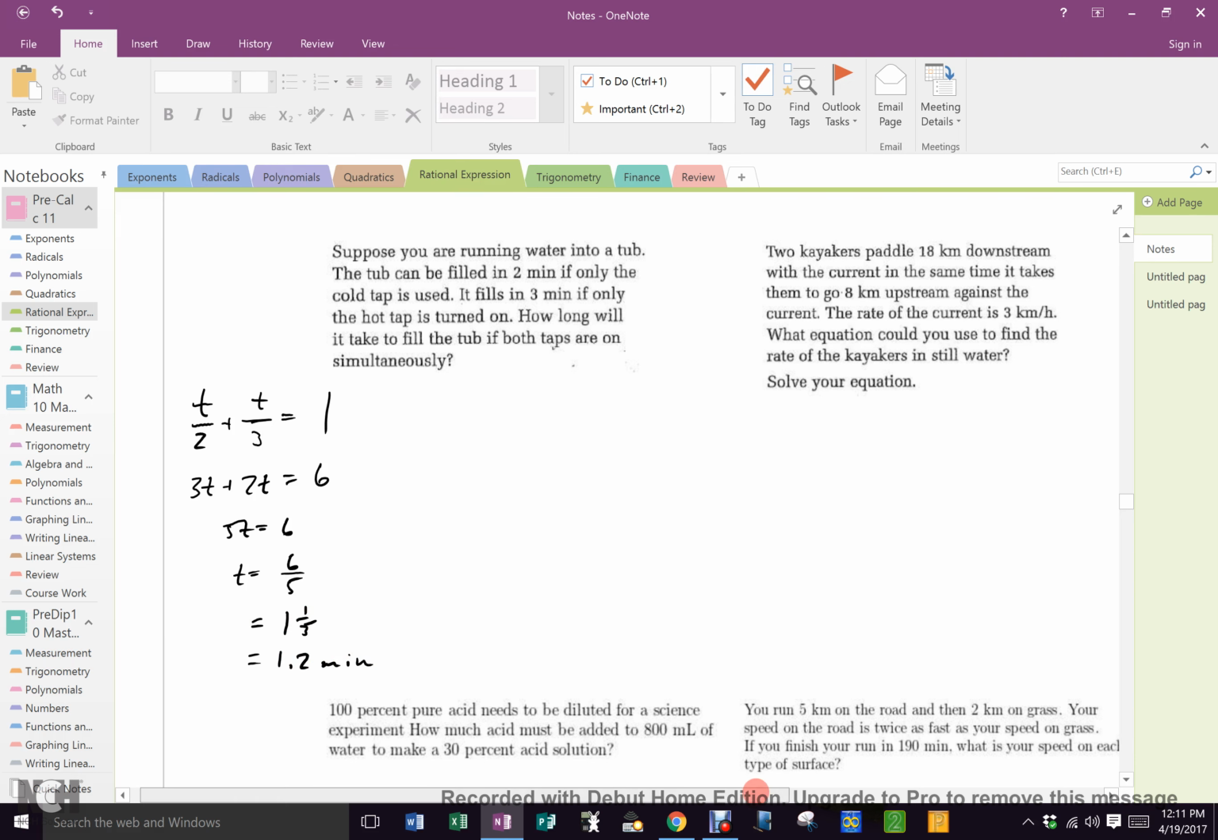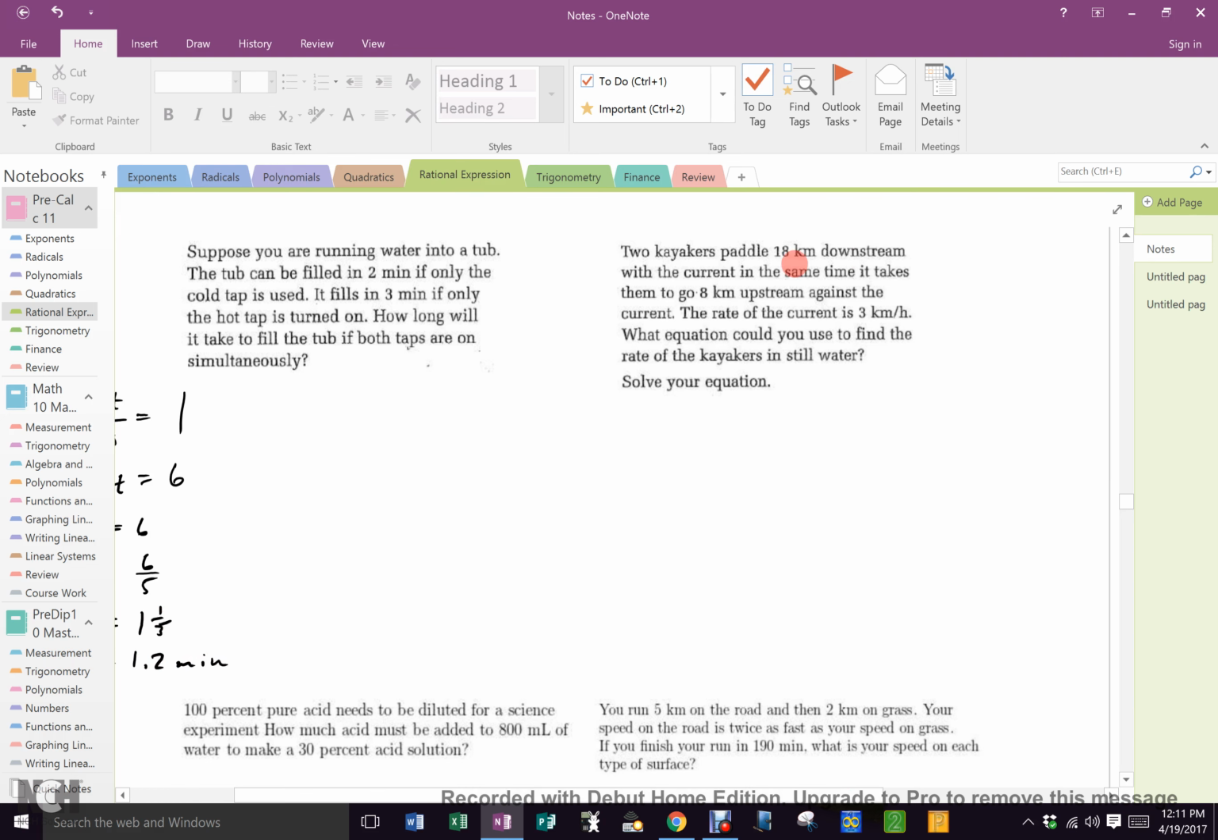Come over to here. This one's a little harder. Kayakers paddle 18 kilometers downstream. So there's downstream, upstream. There's a distance, a speed, and a time. Their distance downstream is 18. Their speed is whatever they paddled plus 3 to help them. And their time is 18 over s plus 3. Upstream, they only paddled 8k. It's s minus 3, and their time is 8 over s minus 3.